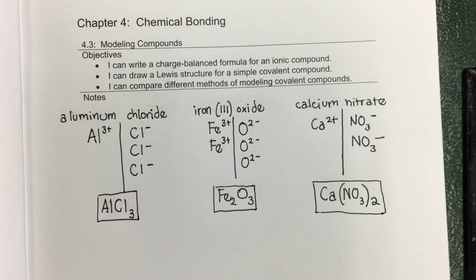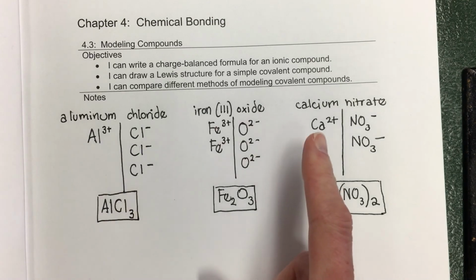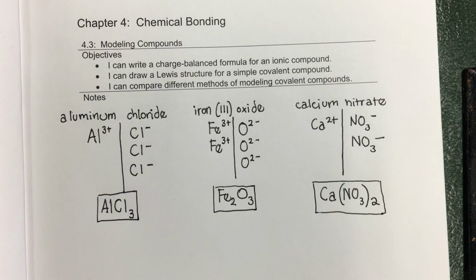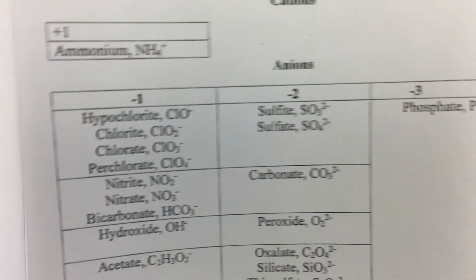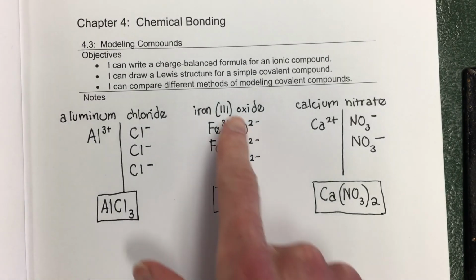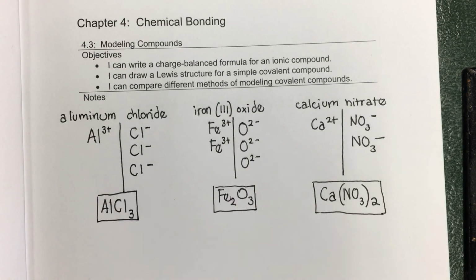All right, so that's what we're doing today. Just writing formulas of ionic compounds from their names. So you know everything you need to know to be able to do that. Just remember to look up the polyatomic ions. Remember, if there's a Roman numeral, it's a transition metal, and that gives you the charge. Balance the charges. That's all you need to know.